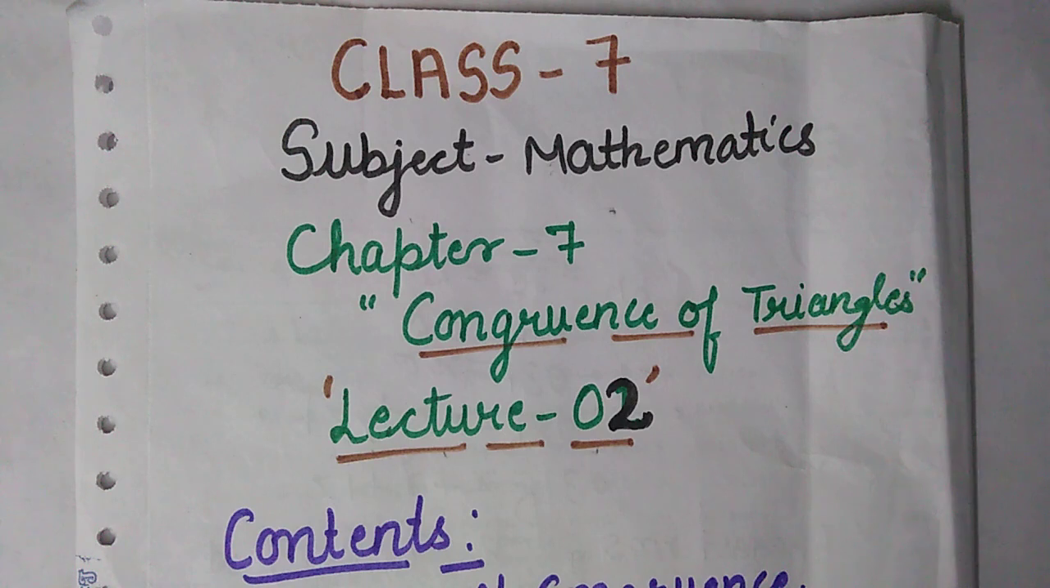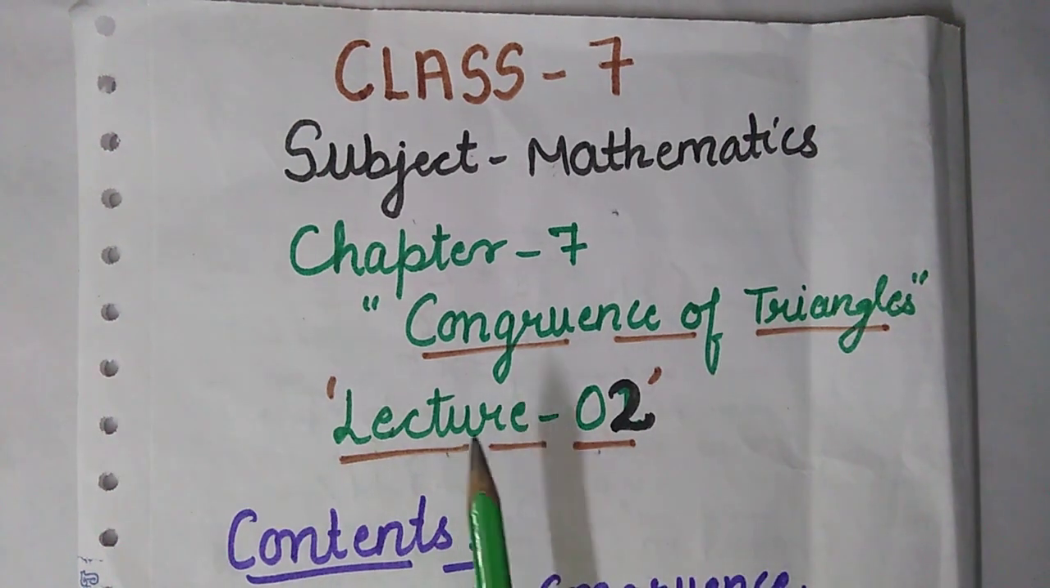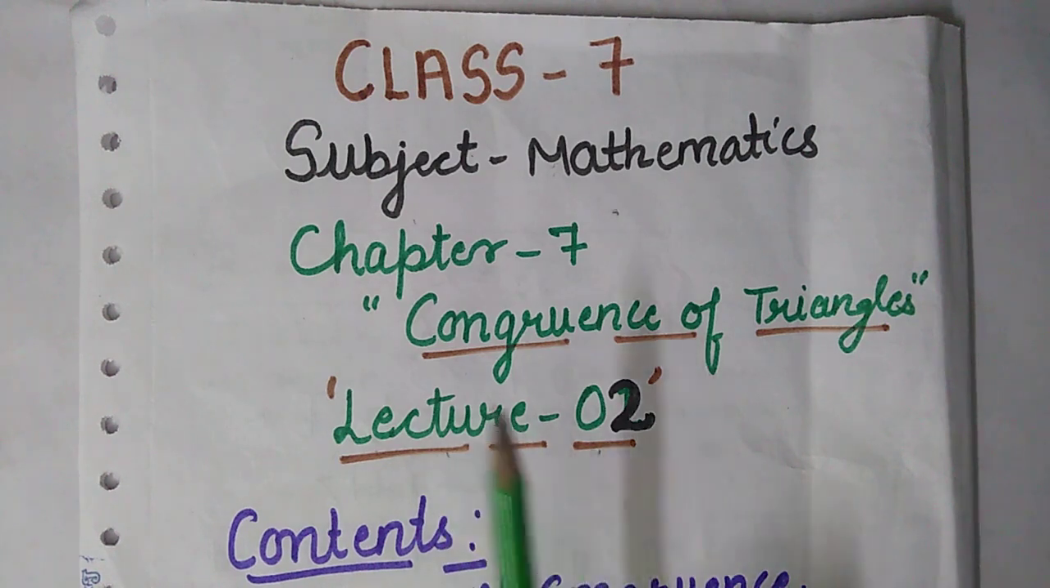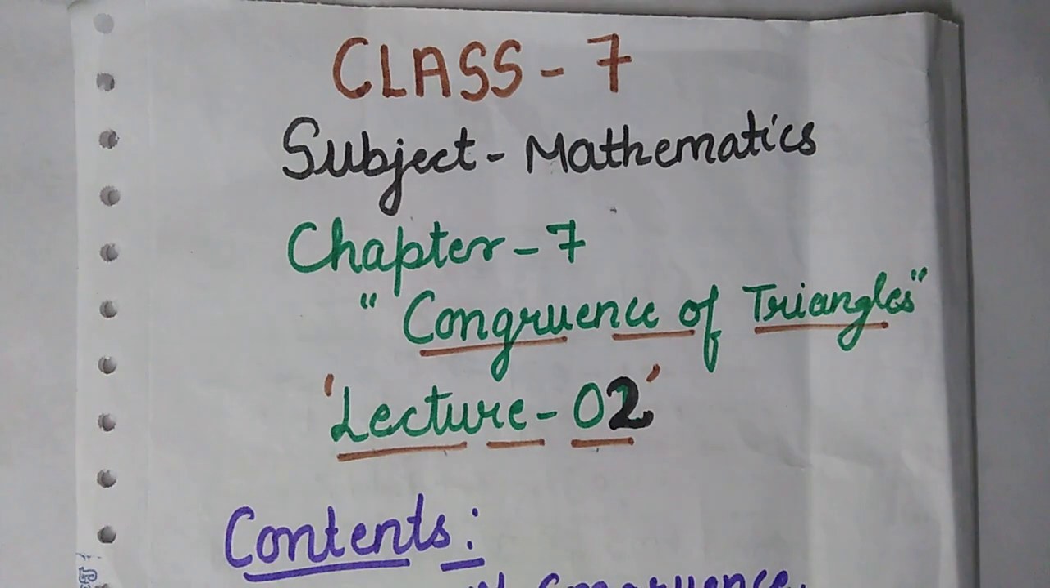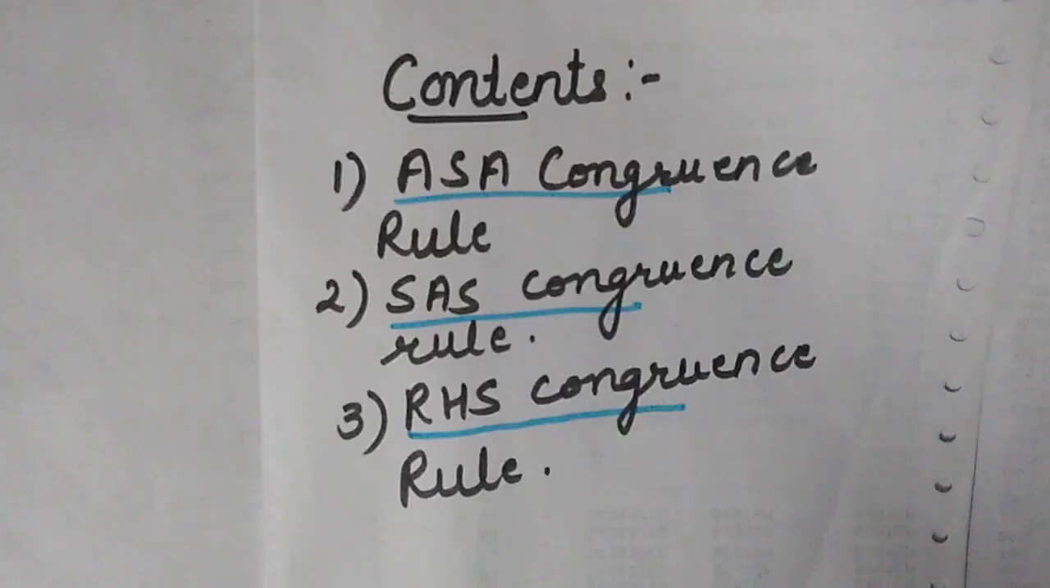This video is for the students of class 7, subject mathematics. This is lecture number 2 of chapter number 7, congruence of triangles. And in this lecture, we will discuss 3 more congruence rules in triangle.